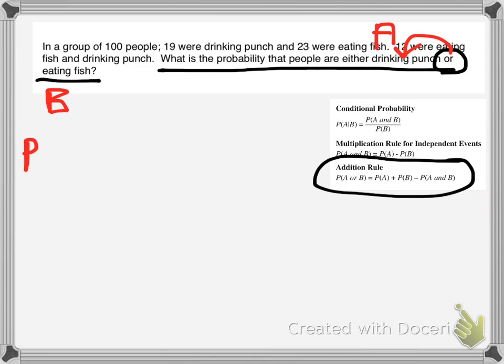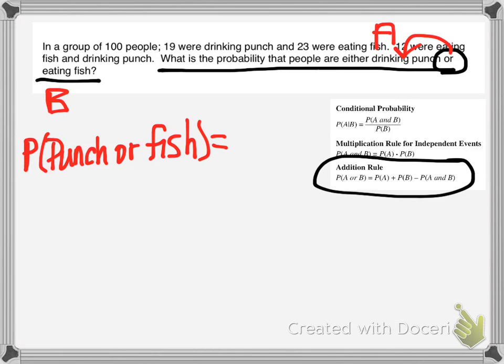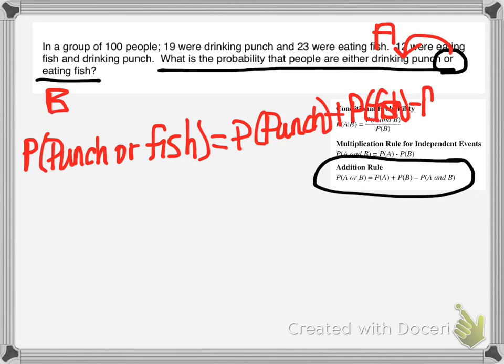So the formula says the probability of A, which is drinking punch, or the probability of B, which is eating fish, is equal to the probability of A, which is punch, plus the probability of B, which is fish, minus the probability of punch and fish. So if I want to find the probability of drinking punch or eating fish, that is X.